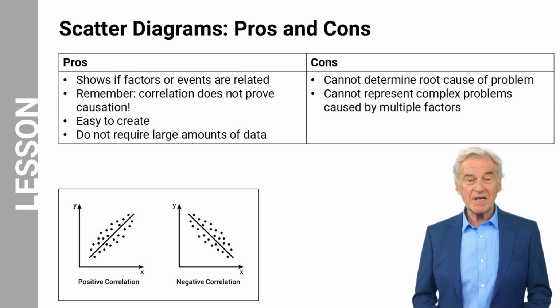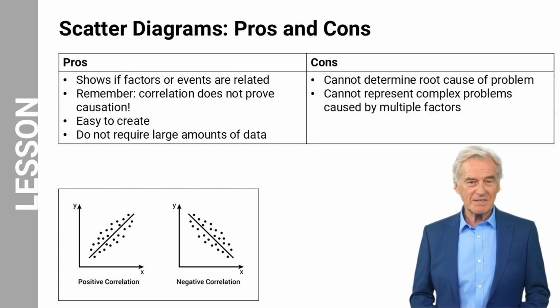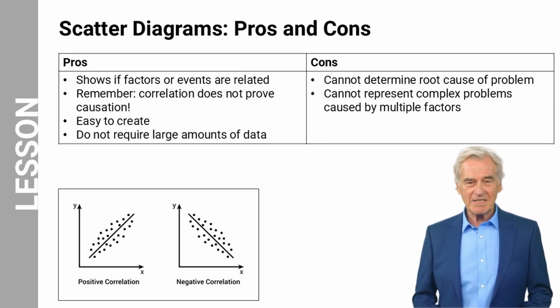Scatter diagrams are helpful in root cause analysis because they can be used to determine if certain factors affect events. They are relatively easy to create and do not require large amounts of data to show a correlation exists. The biggest problem with scatter diagrams is that they cannot show the root cause of a problem, only the relationships between two factors. They also cannot take into consideration complex problems that are caused by multiple factors.